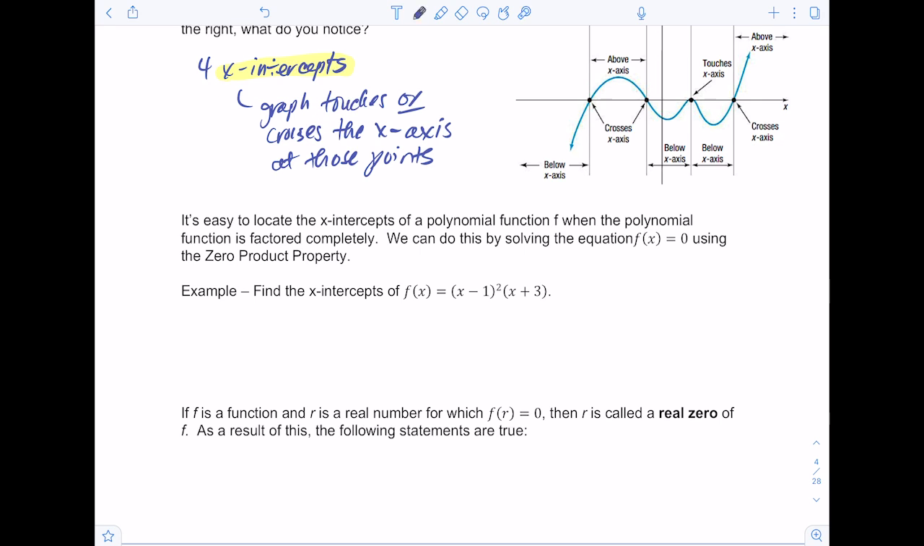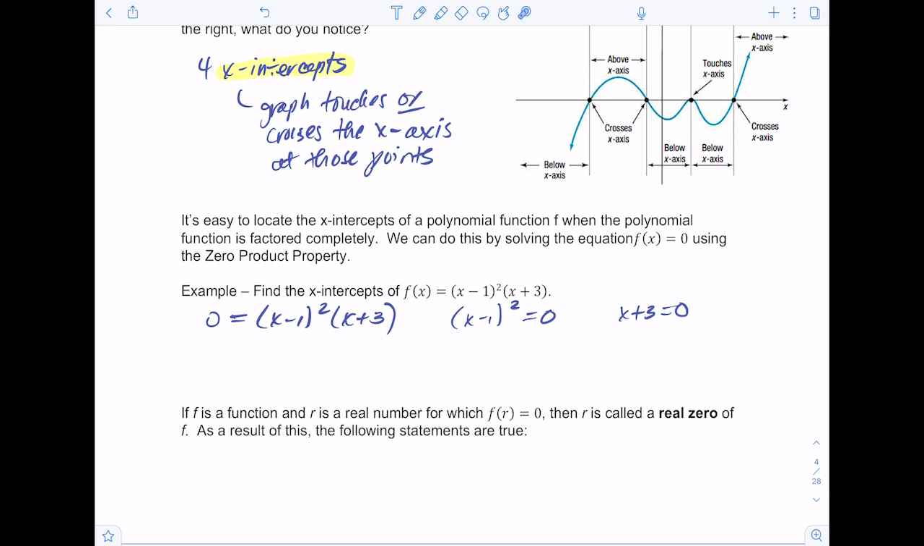Okay, so how do I find an x-intercept? I make y equal 0. So I'm going to set that function equal to 0, and I'm going to solve. So I'm going to apply the zero product property, remember, which says if you have factors that multiply to give you 0, one of those factors has to equal 0. So I'm just going to take both of my factors, (x - 1)^2 = 0 and x + 3 = 0. And now I'm going to solve.